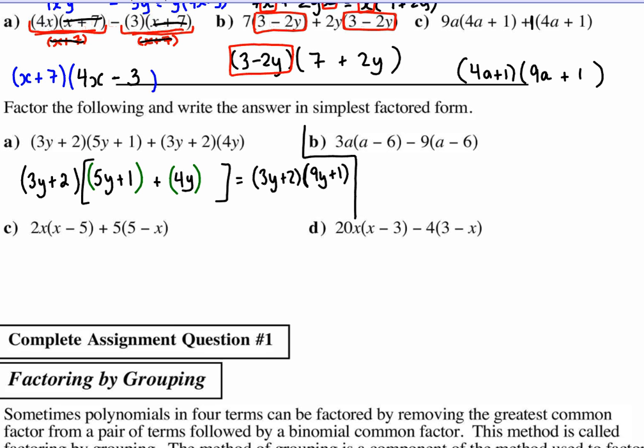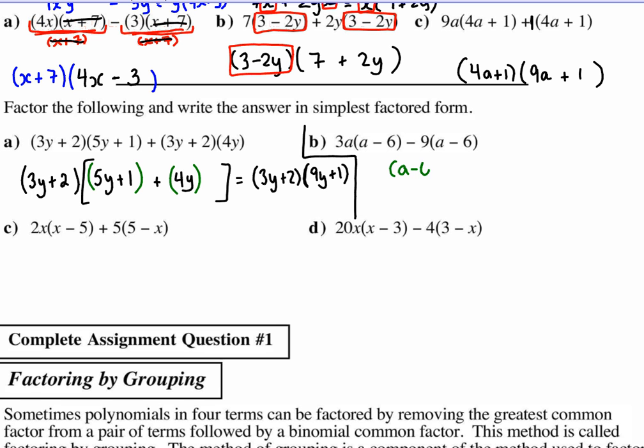Okay, so there was a 3y plus 2 in common. And if you think of this as one term and this as one term, we pull the 3y plus 2 out. Factor it out. When it's gone, we're left with 5y plus 1 plus the 4y. So we just collected like terms here instead. 5 plus 4, 9. Because this is just addition inside, so we can add those. Okay, next one, what can you factor out?